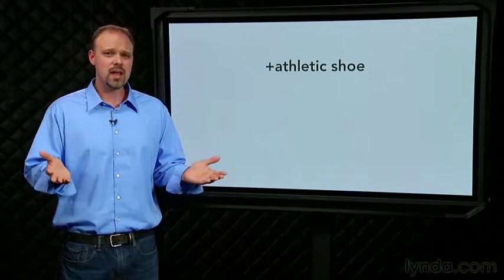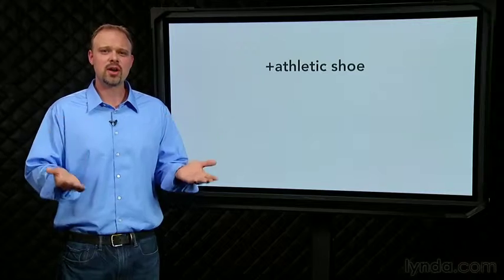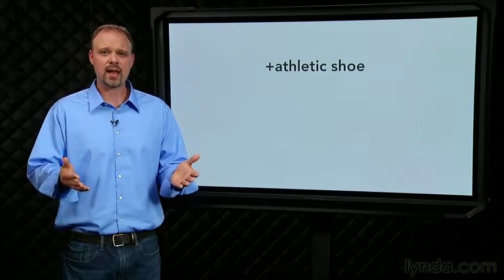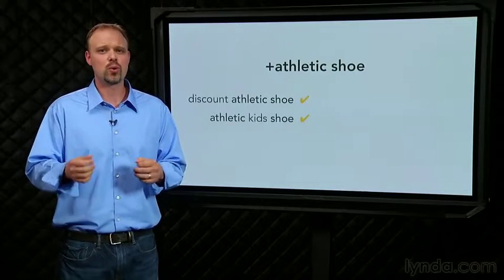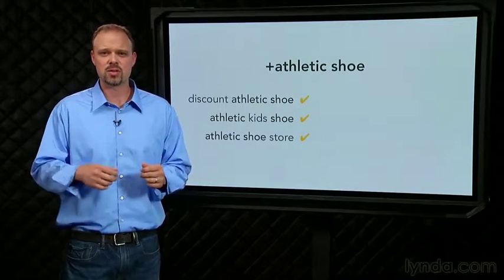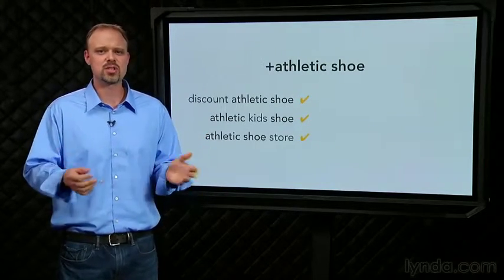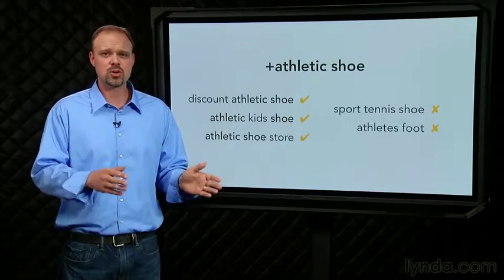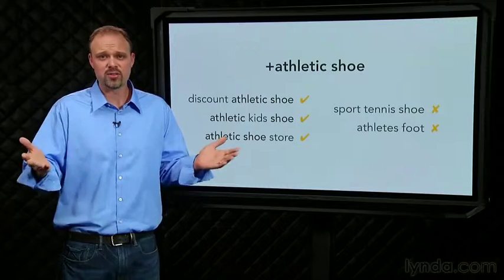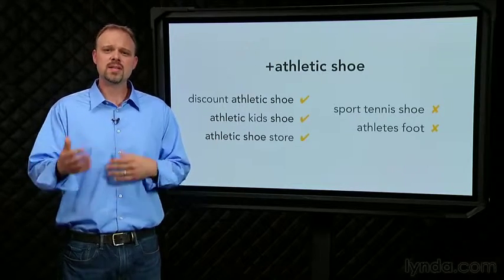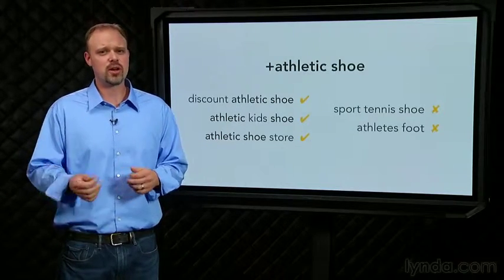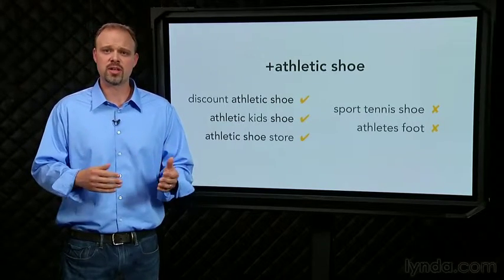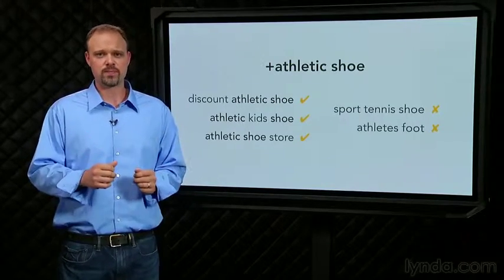So, what does this mean? Well, this means that our targeted keyword now has a plus sign in front of it, and our athletic shoe ad will still be displayed in response to queries like discount athletic shoes, athletic kids shoe, and athletic shoe store. But it won't show for user queries like sport tennis shoe, aerobic shoe, or athlete's foot. So this gives us a way to get just a little more targeted than using broad match only, but we can get even more restrictive with phrase matched keywords.